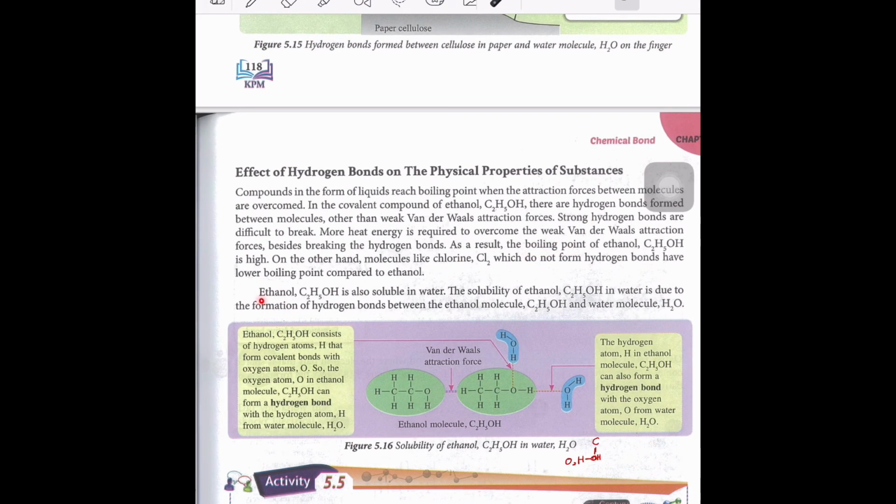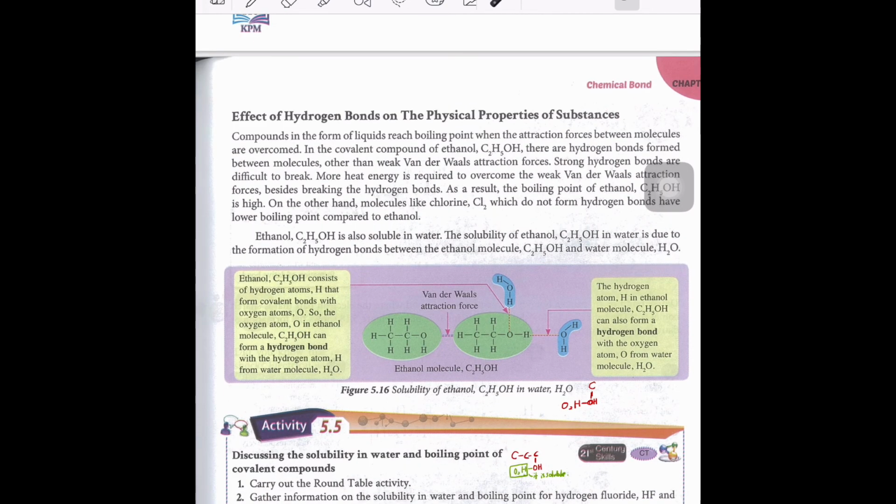Kedua, ethanol is also soluble in water. Alkohol kan memang larut dalam air. Kita campur dalam air memang dia larut. The solubility of ethanol in water is due to the formation of hydrogen bonds between the ethanol and water molecule. Ini kamu faham kan? So look at this. Macam juga rambut bah. Kenapa rambut boleh melekat bila ada air? Because of the hydrogen bond. So kenapa ethanol molecule is soluble in water? Because of the hydrogen bond.